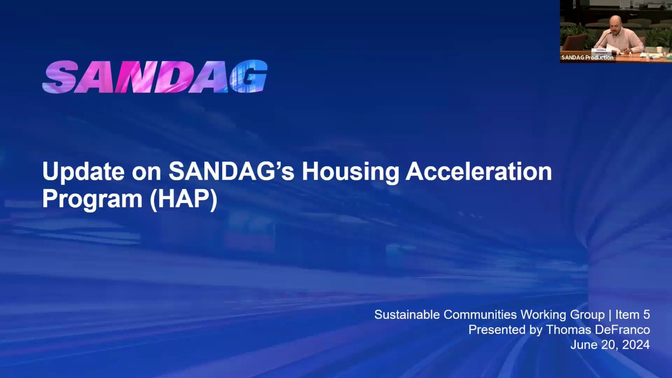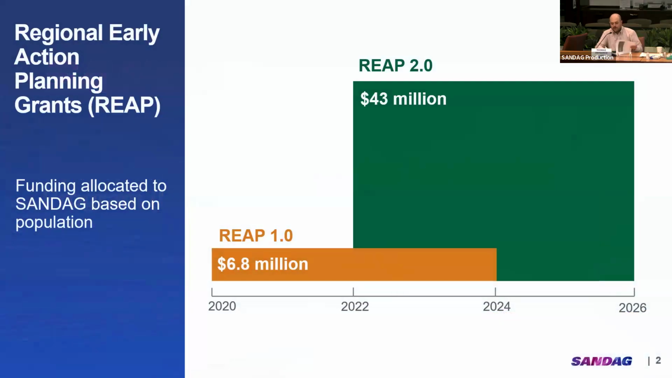Thanks, Chair. So good afternoon, everyone. Again, my name is Thomas DeFranco. I'm a regional planner on SANDAG's Sustainable Communities team. And today I'm here to provide you an update to SANDAG's Housing Acceleration or HAP program. SANDAG launched our HAP program with Regional Early Action Planning or REAP grant funding from the state. REAP funding was a one-time grant funding for planning activities that accelerate housing production and facilitate compliance in jurisdictions' implementation of the sixth cycle of the Regional Housing Needs Allocation.